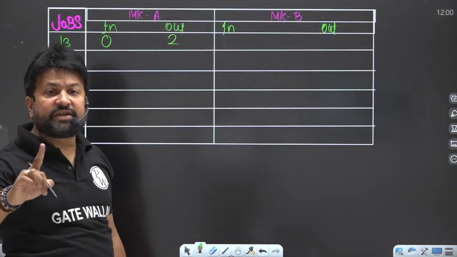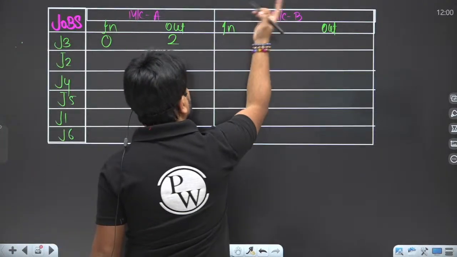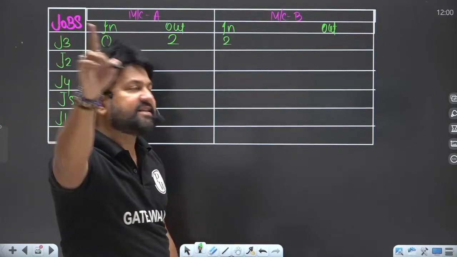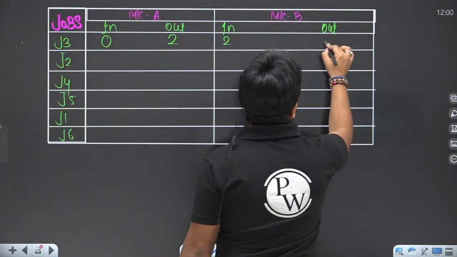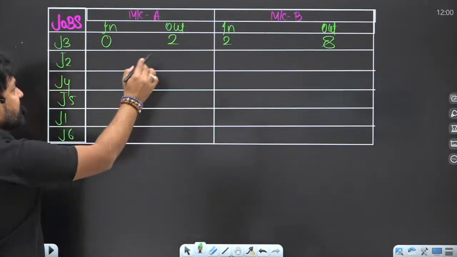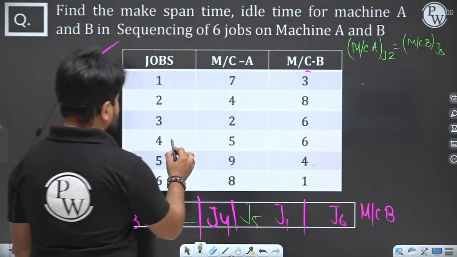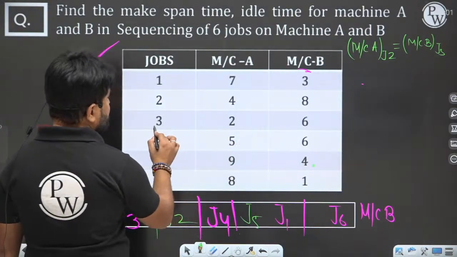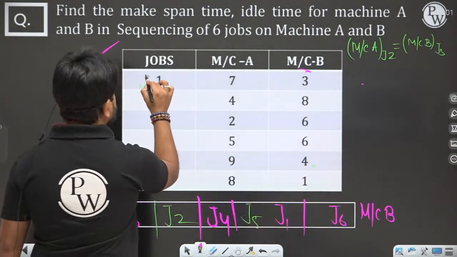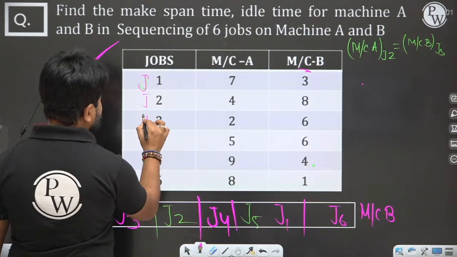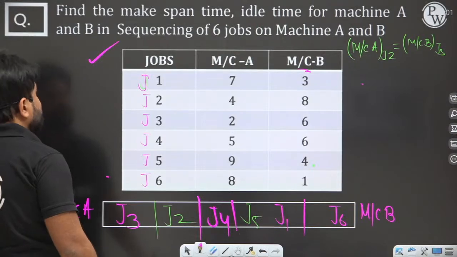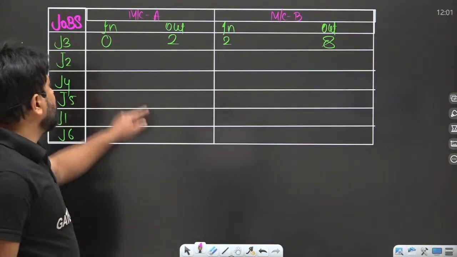Now J3 will load on machine B at 2, and J3 has a processing time of 6 on machine B. So it will be out at 8. Is that clear? J3 has a processing time on machine B of 6.